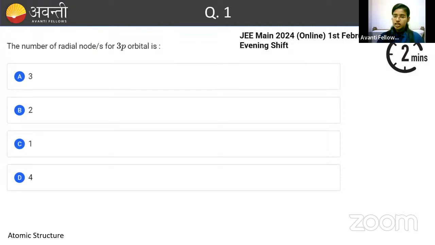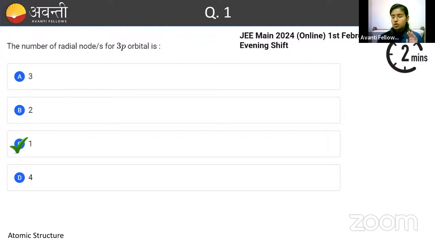Okay, let me go for the explanation. Option C is the correct answer, it is absolutely correct, and you're very great for that. How do we find that option C is correct? A node is a region in which the probability of finding the electron density is zero. Okay, a node is a region in which the probability of finding the electron density is zero.